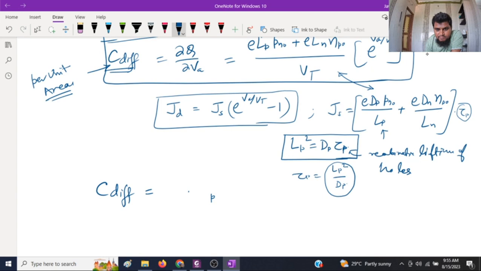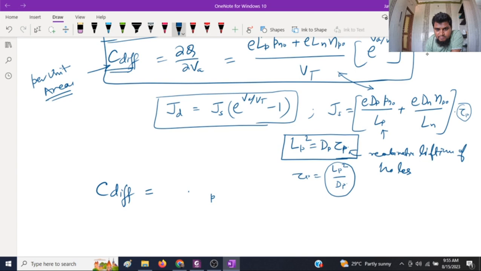We can see that, or in terms of current, you can write C diffusion per unit area. This was per unit area. C diffusion is equal to ID into tau effective divided by Vt. So as you increase the diode current, this diffusion capacitance is increasing.